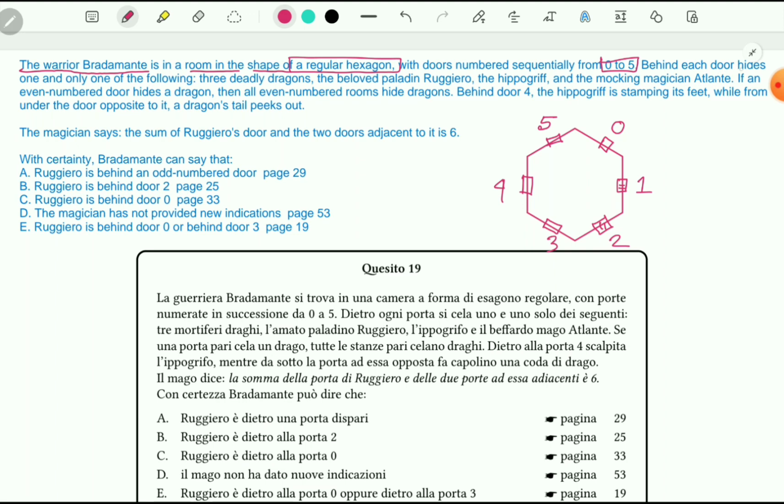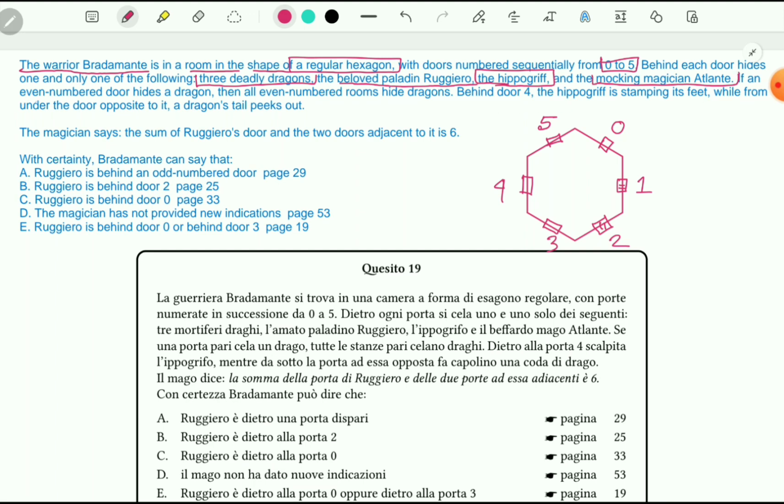Behind each door hides one and only one of the following: 3 deadly dragons, the beloved paladin Ruggiero. I'm not sure, it could be an animal or something. Right now I don't know what it means. The hippogriff, this is actually an animal, a mythical animal. And the mocking magician Atlante, so he is a joker.